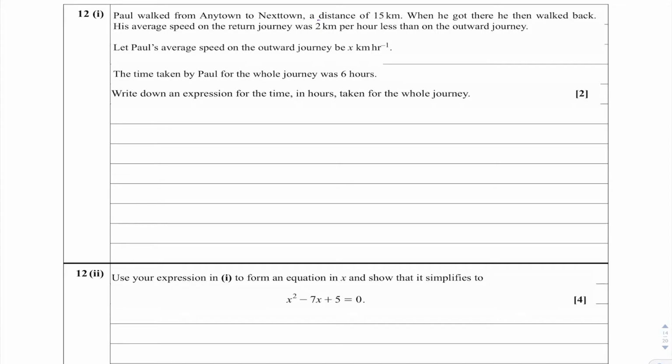Question 12.1. Paul walked from one town to the next town, a distance of 15 kilometers. When he got there, he then walked back. His average speed on the return journey was 2 kilometers per hour less than on the outward journey. Let Paul's average speed on the outward journey be x kilometers per hour. The time taken by Paul for the whole journey was 6 hours.